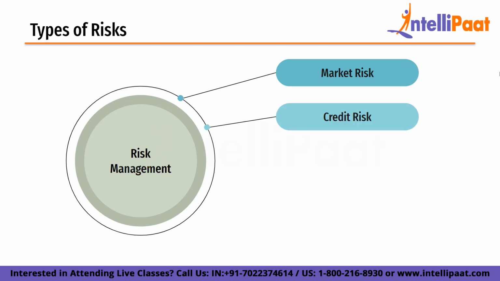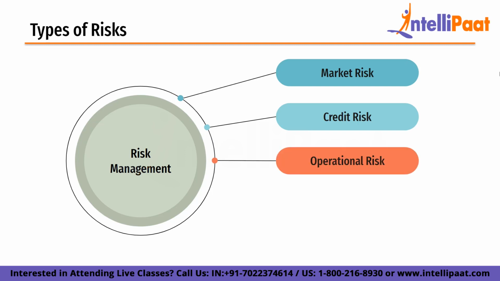Moving on to credit risk. Credit risk is the risk of loss that investment banks face if their borrowers or counterparties default on their obligations. Credit risk management involves assessing the creditworthiness of borrowers and counterparties, setting credit limits, and monitoring credit exposures. Investment banks also use various risk mitigation techniques such as collateral requirements and credit derivatives to manage credit risk.